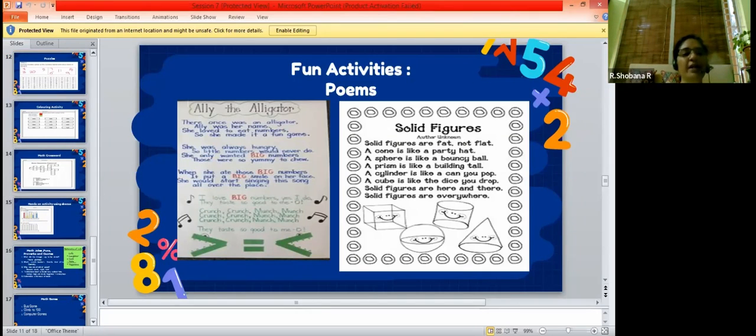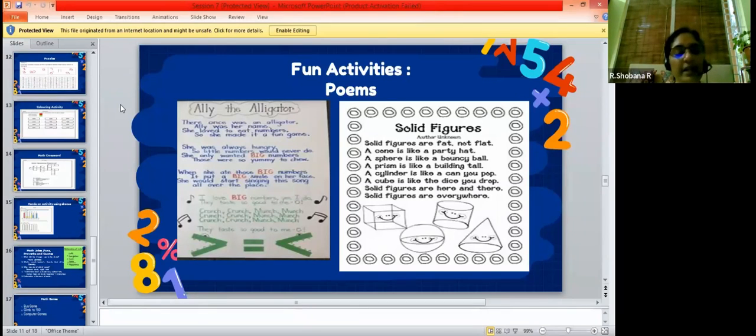So you can encourage them to write a poem about fractions, because there you have rhyming words, numerator, denominator. As ma'am said, you will be surprised as they come up with different kinds of lines using fractions.